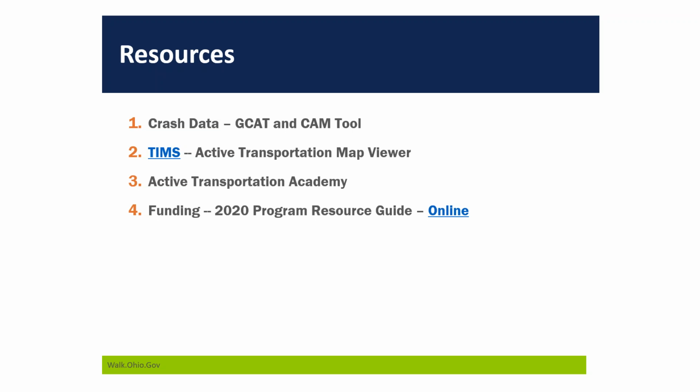Our Active Transportation Academy is a free resource on the ODOT website to learn more about different ways you can improve active transportation, whether that's with infrastructure, with education, even some training for law enforcement on how to properly report active transportation crashes, because we found that the information provided in a crash report for pedestrian and bicycle crashes is just not up to where vehicular crash reports are. There's not as much information there for us to review.